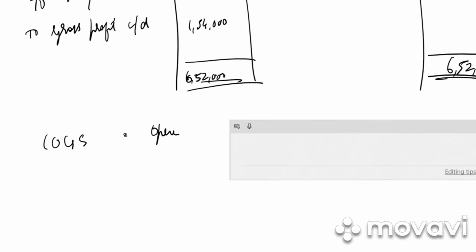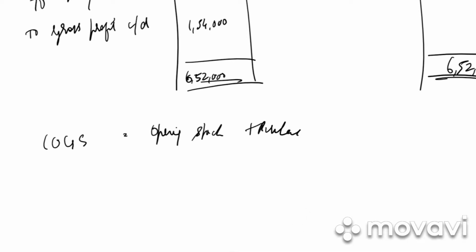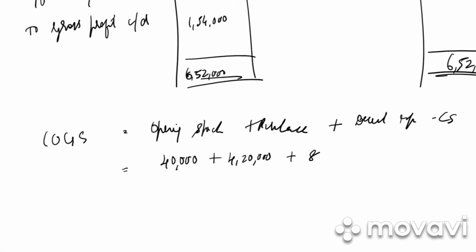Next we need to find cost of goods sold. What is the formula? Opening stock plus purchases plus direct expenses minus closing stock. So opening stock is 40,000 plus purchases 4,20,000. Direct expenses we have expense on purchases 8,000 and also wages, that is 30,000, and then we have closing stock which is 52,000. So cost of goods sold will be 4,46,000.